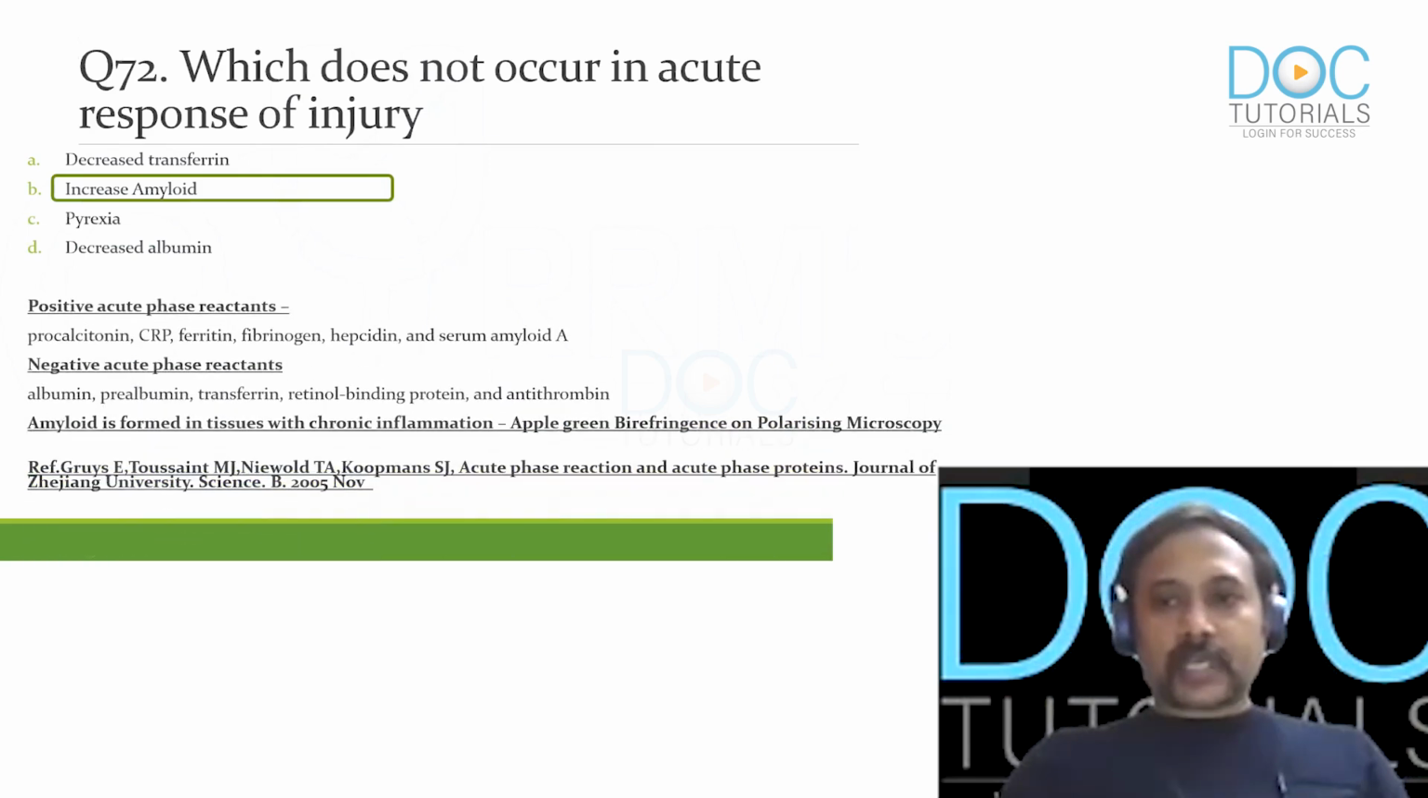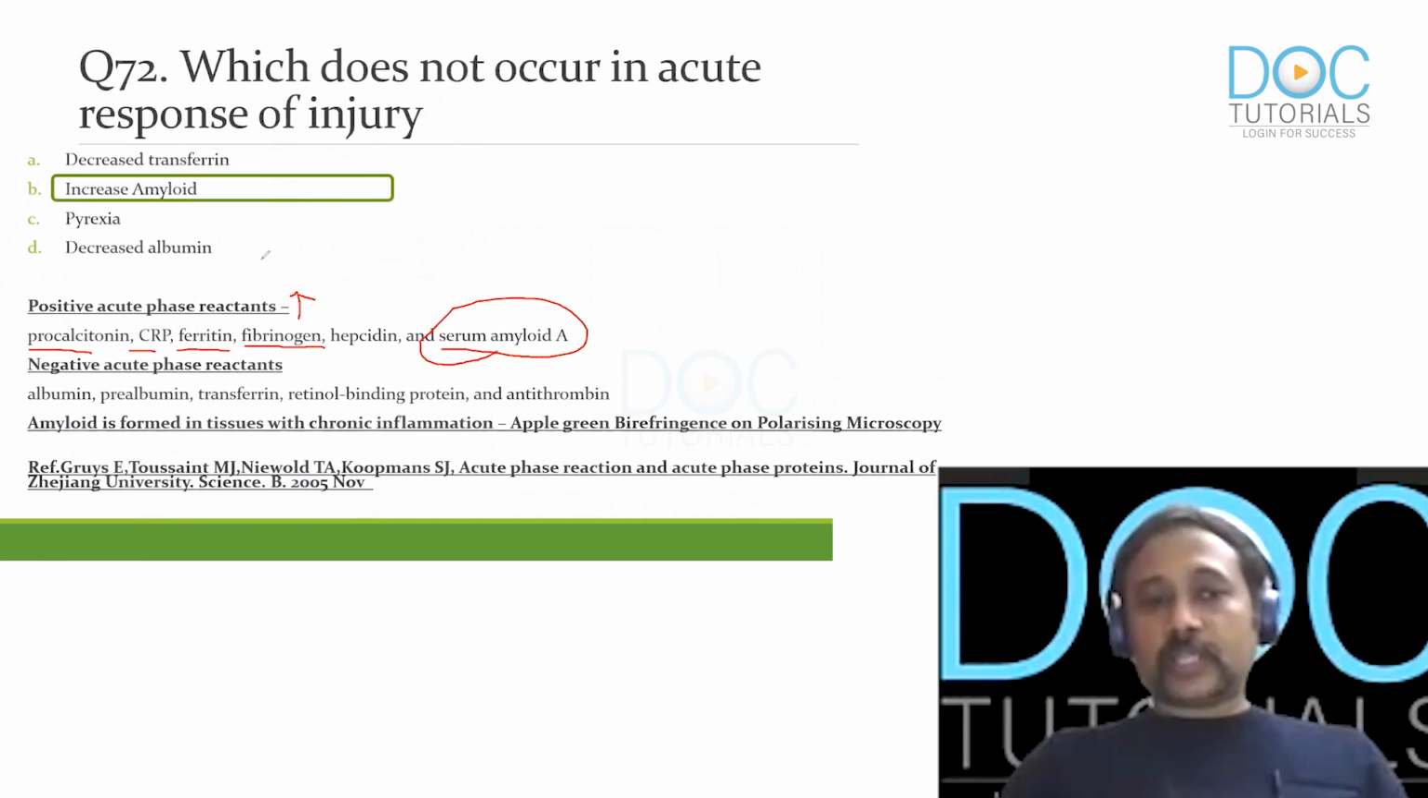What I thought I will say and put up here is, what are the acute phase reactants? Now there are some things which are known as the positive acute phase reactants. What it means by positive acute phase reactants is all these are going to be increased. So what are the agents which are going to be increased? We're going to have CRP, procalcitonin, ferritin, fibrinogen. The other things are not so important. And then you have your serum amyloid A.